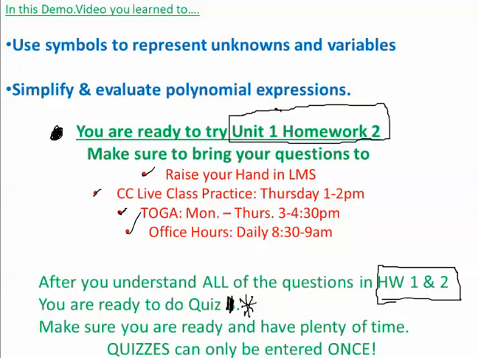Make sure you have plenty of time on your quizzes, because you can only go into a quiz one time. You only get one chance to go in and take it. So make sure you give yourself plenty of time to sit down and think about what you're doing.